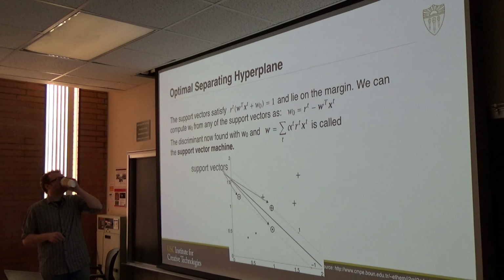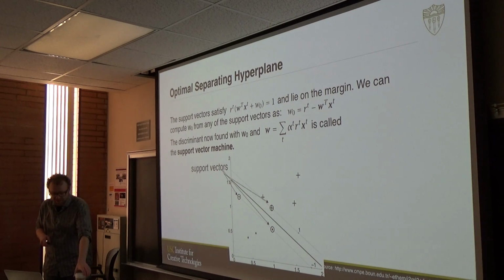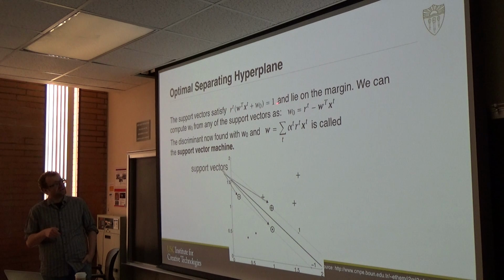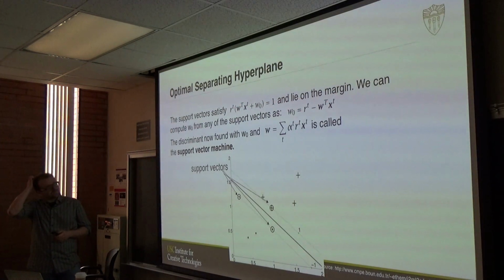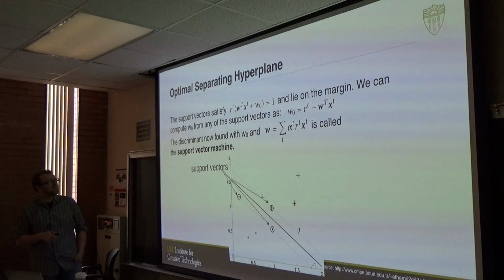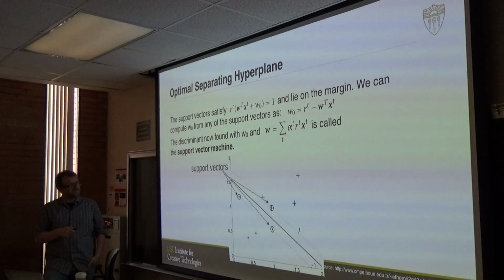Okay. And so the support vectors satisfy exactly equals to 1. So this term equals 1, and they lie on the margin. And from this term here, we can get the w0 from any one of those. So we can reformulate this, bring this part over to the other side, and see that W0 can be computed from any one of them. And the discriminant can now be found with W and W0, and this is called the support vector machine.